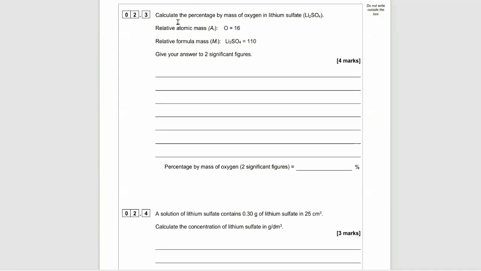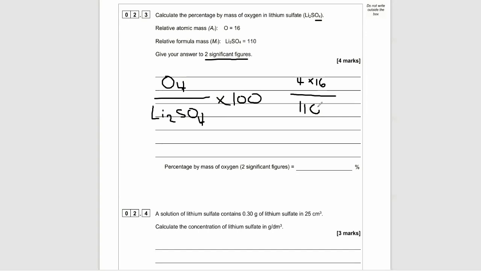Okay, 2.3. Calculate the percentage by mass of oxygen in lithium sulfate, Li2SO4. The relative atomic mass of oxygen is 16, lithium sulfate's 110. Give your answer to 2 significant figures. So, once again, we're going to find out how much oxygen is in lithium sulfate. So you put the total amount of oxygen at the top, which is O4, and you put that over Li2SO4, and then you times 100. So you're going to do 4 times 16, which you're going to put at the top, and that's 64. So you're essentially doing 64 over 110 times 100. And this is going to get you 4 beautiful marks.